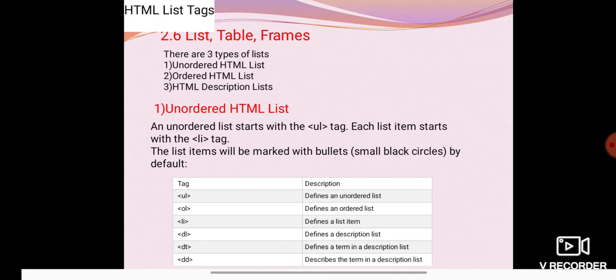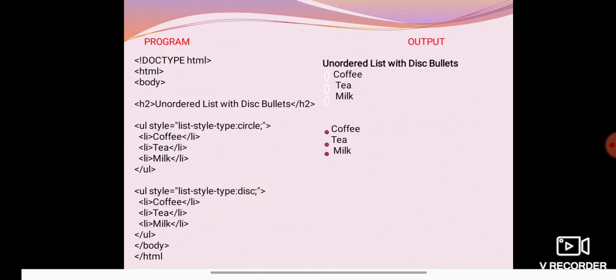The list is marked with bullets. The bullets come in different flavors, such as square, disc, and circle. The default bullet displayed by most web browsers is the filled disc. Here you can see one example of an unordered list. Some tags are used here.